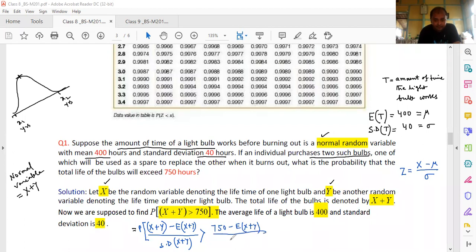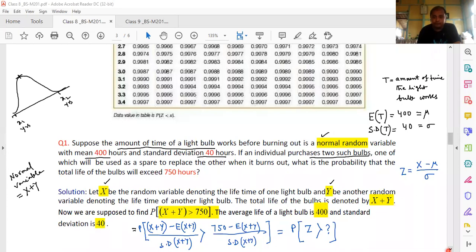If I do so, then on the left Z will come by the formula, and on the right something will come. The question is, what is that something? The left hand side by expression is capital Z, but obviously the right hand side has to be a number, a numerical value. For this we need to know what is E of x plus y and what is the standard deviation of x plus y.